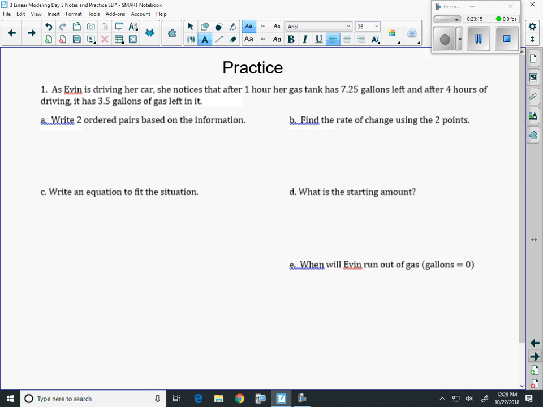All of your equations are going to be written in y equals mx plus b form. Sometimes you may have to use point slope form to get there, though. That's what we did today. So you're going to write it in y equals mx plus b, but you might have to use point slope to get there.